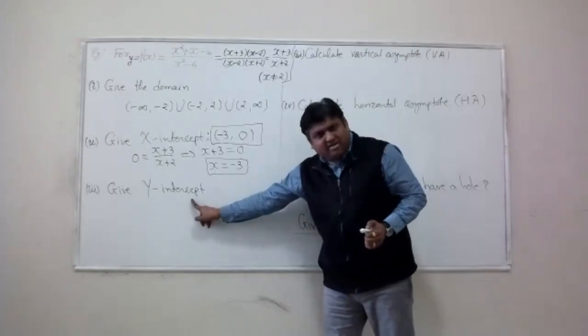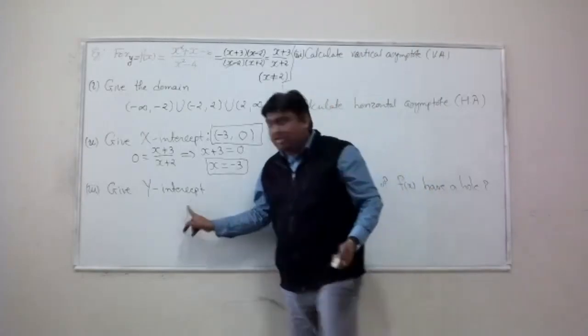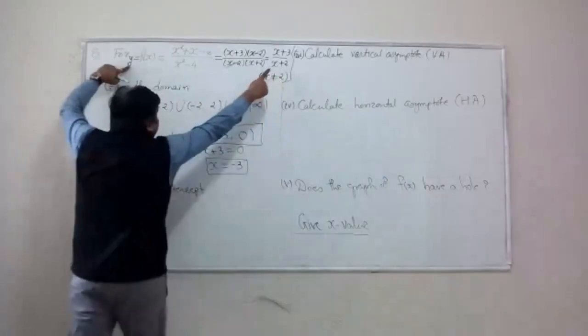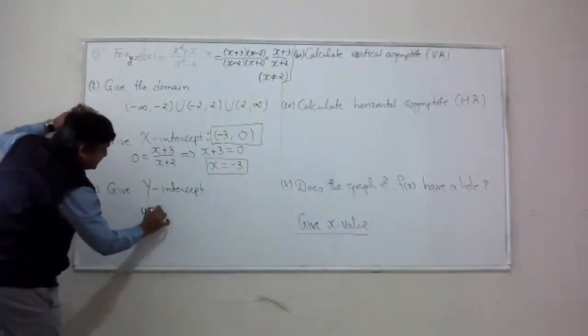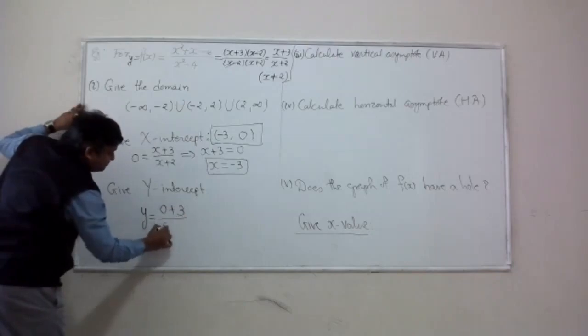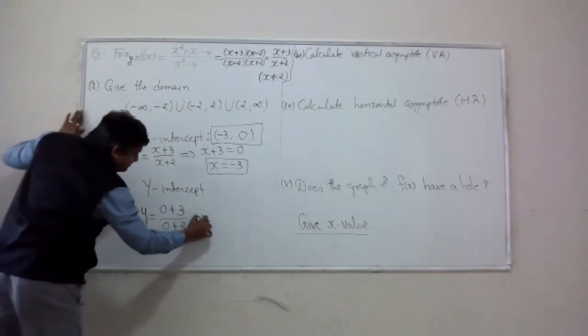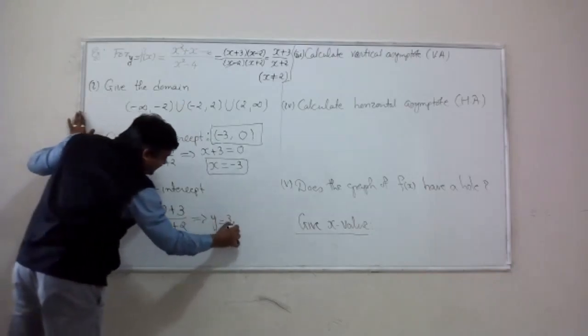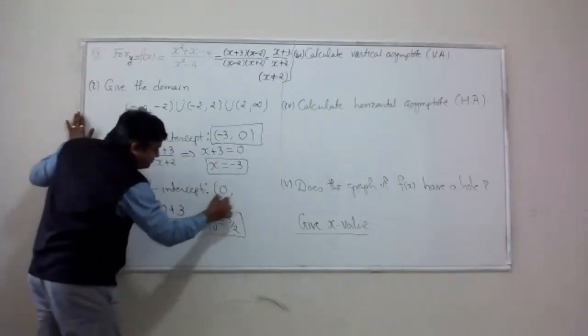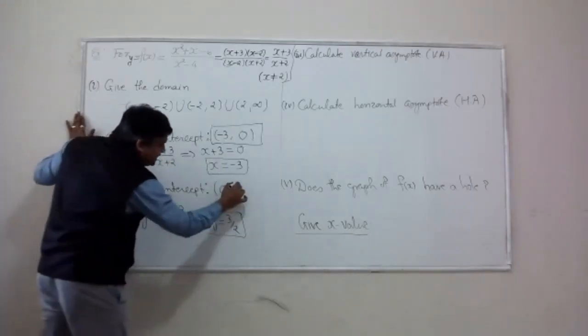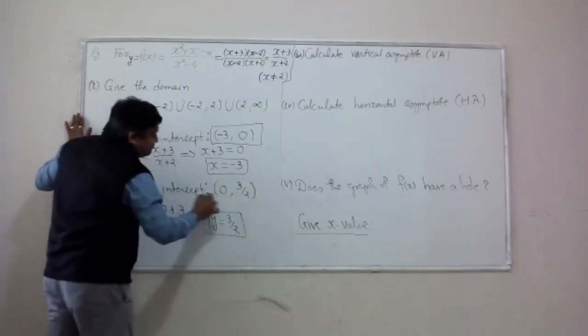How do we calculate the y-intercept? Set x equal to 0 in your function. I'm going to use that reduced version, as I said. I'm setting x equal to 0. Looks like I get y equal to 3/2 right away. What is the y-intercept? It occurs when x is 0 and y is 3/2. All right.